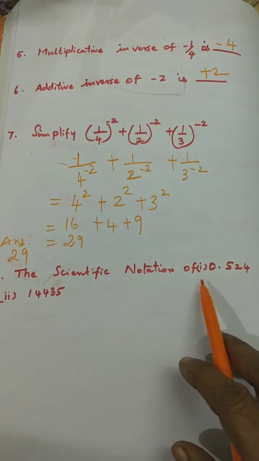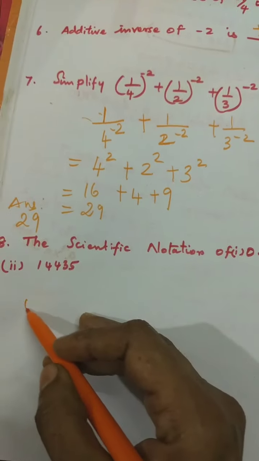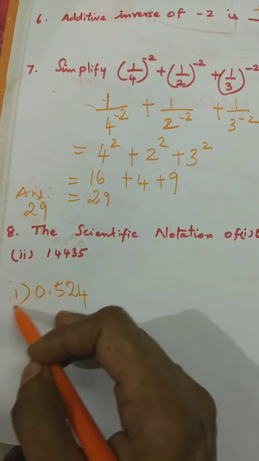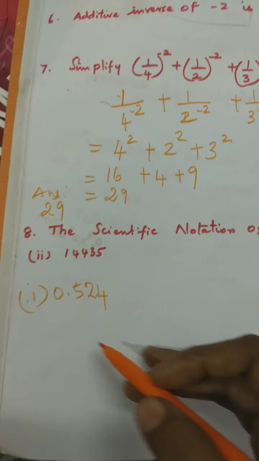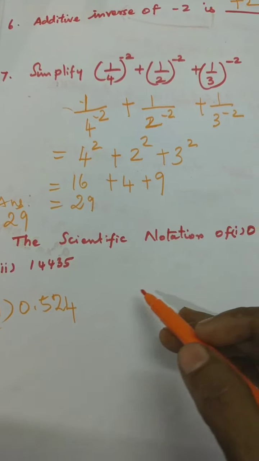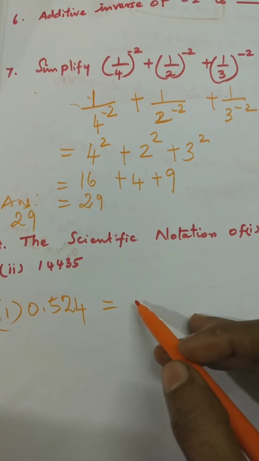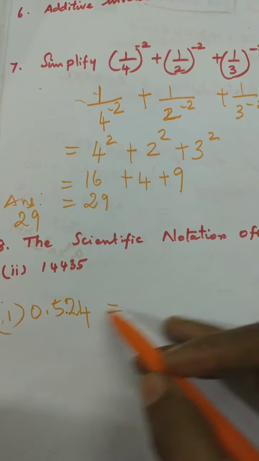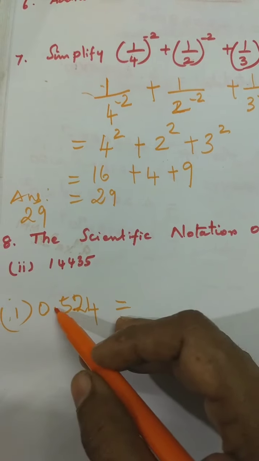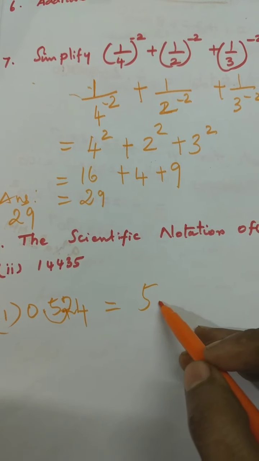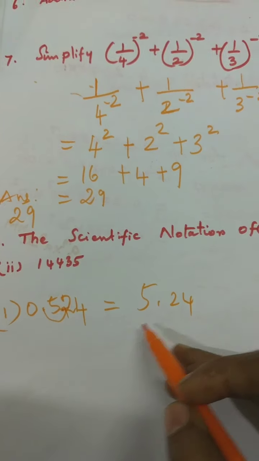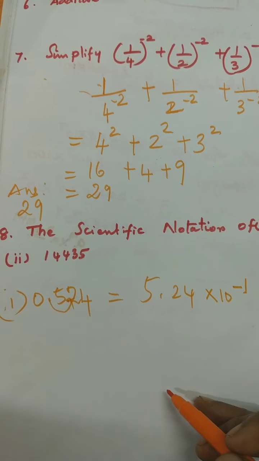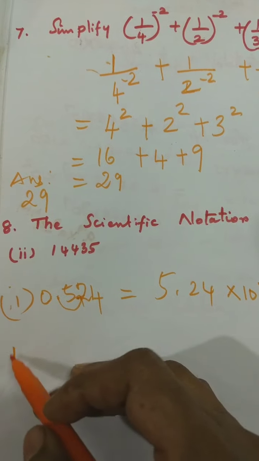In the scientific notation of 0.5254. Then how to write this in a scientific notation? In scientific notation, you have to write the decimal point after 1 digit. So you bring the digits this side. Then it will be 5.254. It comes from the left side. So the power is 10 power minus 1. Okay. The next second one.